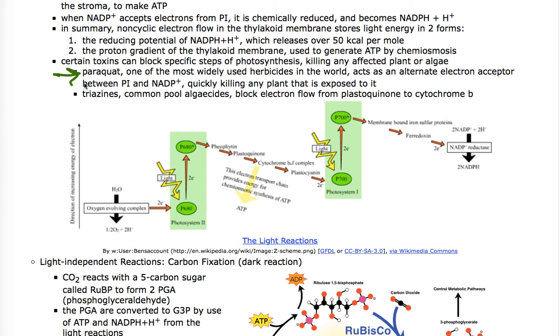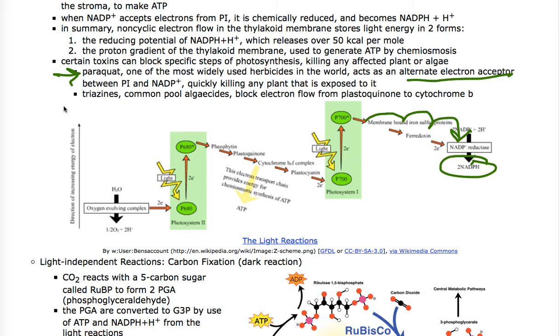Paraquat is one of the most widely used herbicides in the world. It'll kill almost anything. It acts as an alternate electron acceptor between photosystem 1 and NADP plus. So the plant can't pass electrons to NADP, and as a result, it can't make NADPH. Without NADPH, it can't make sugar. The plant internally starves and dies.